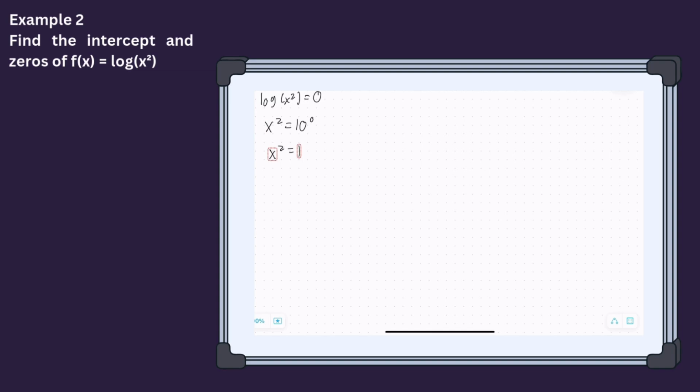Now our final step, solve for x. In order to solve this, we have to get rid of the squared. So we write a square root here and a square there. So they cancel. Then x is equal to plus or minus 1. So these will be our x-intercepts, positive 1 and negative 1.